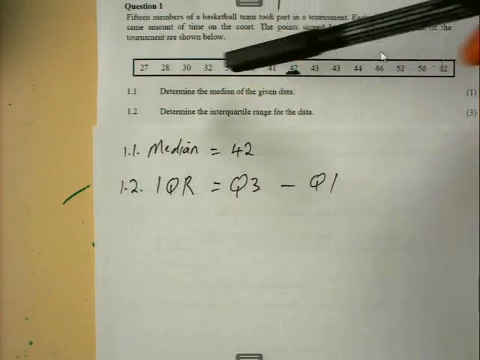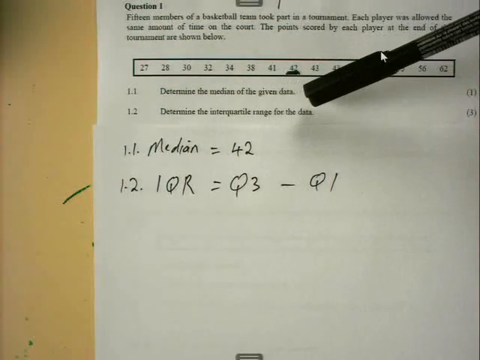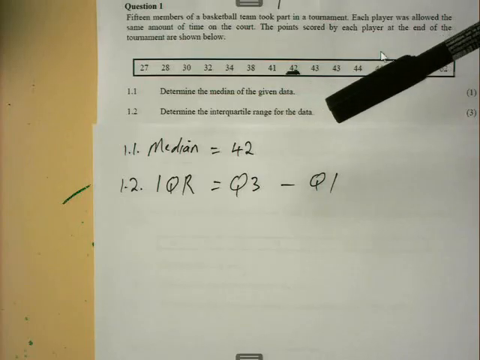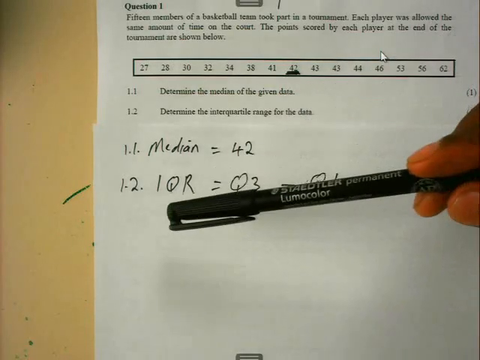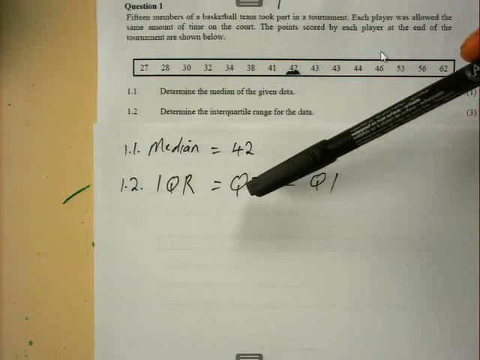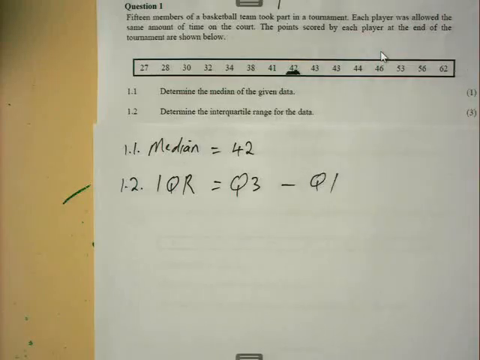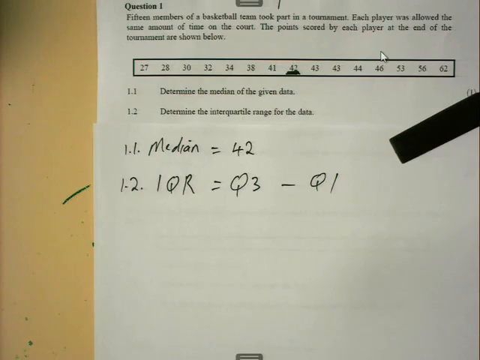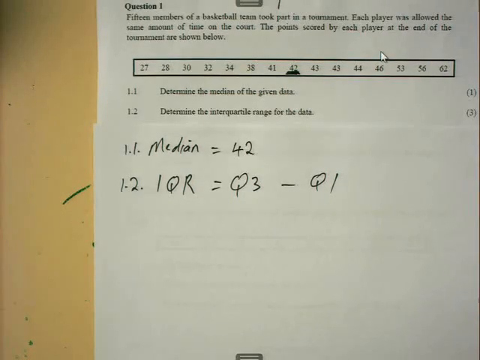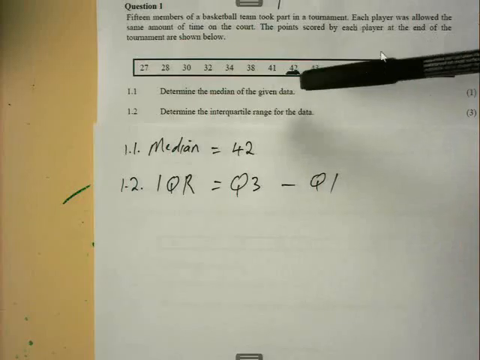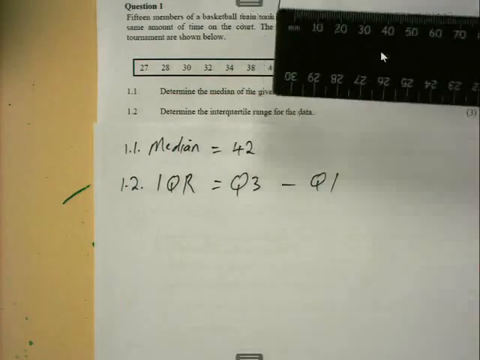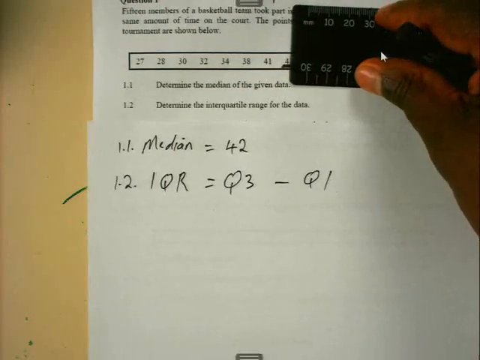Remember here, the question states determine the interquartile range of the data. And the formula is interquartile range is equals to upper quartile minus lower quartile. So I said our task is to identify Q3. We've got our data arranged in ascending order. It's fine. Here is our median. Our median is 42. Let's hide the median.